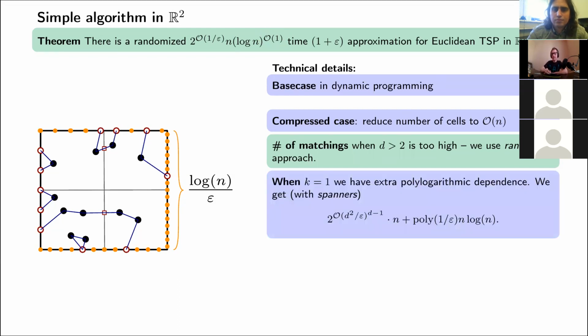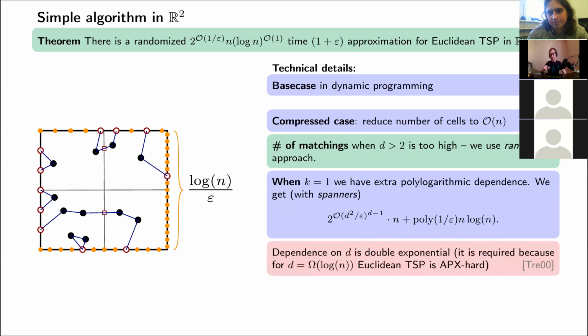And in the case of k equal to 1, we can actually use this patching technique to get even better running time. It will be linear in n, and the n log n factor will be only in the polynomial in 1 over epsilon factor, and it will be as fast as we can go from here.